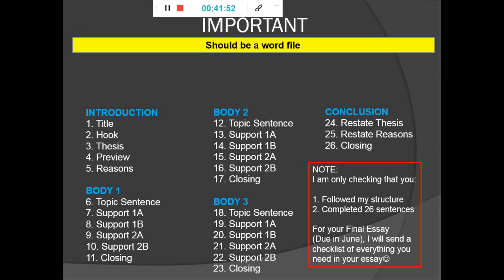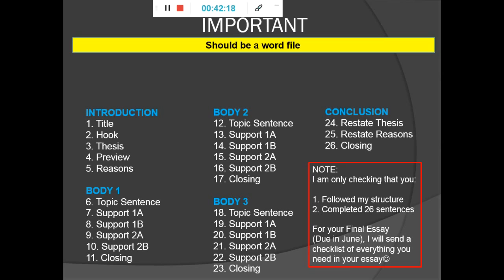So for this one, I think it's better if you try to follow this format, and I think it will make the checking a little bit faster. So I want to check that you've followed my structure and that you've completed the 26 sentences. So I'm just going to make it real simple. Just keep the same formula, the same format.